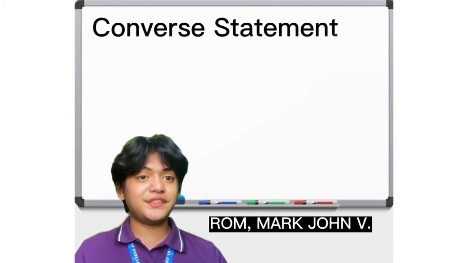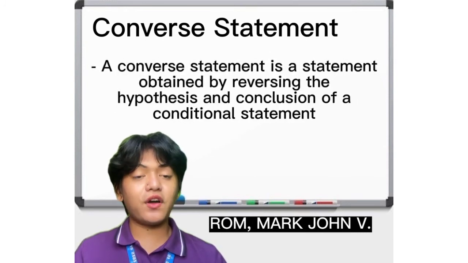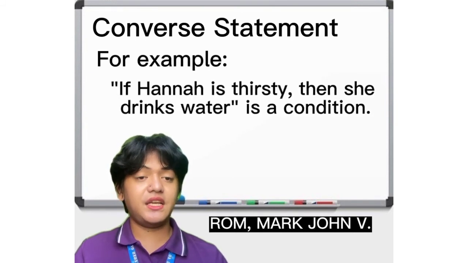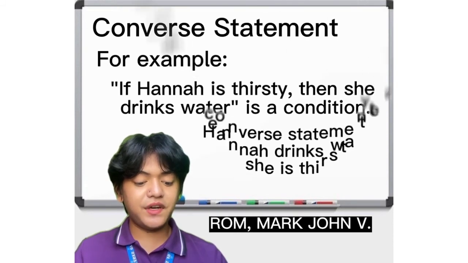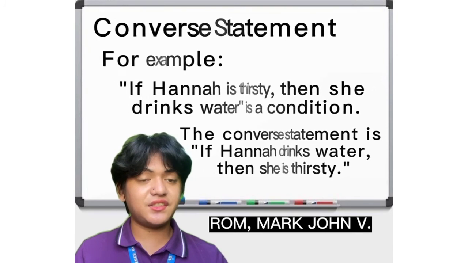But first, let me talk about the converse statement. What is a converse statement? A converse statement is a statement obtained by reversing the hypothesis and conclusion of a conditional statement. For example, if Hannah is thirsty, then she drinks water. It's a conditional. The converse statement is, if Hannah drinks water, then she is thirsty.